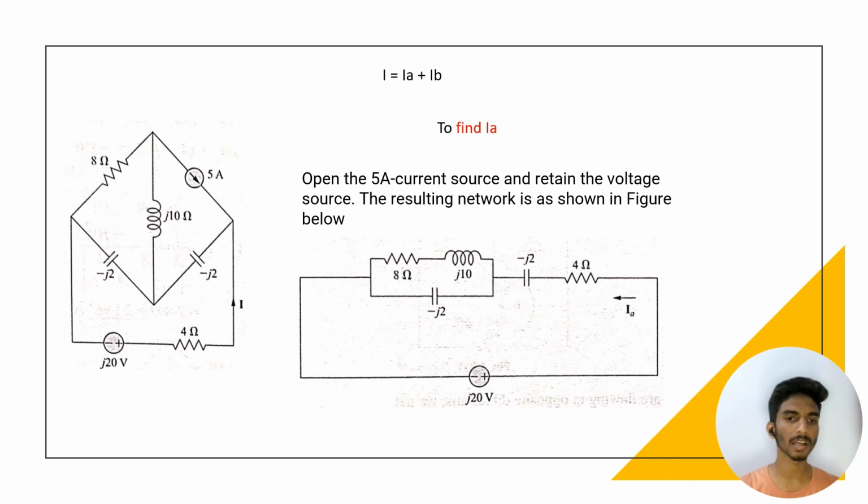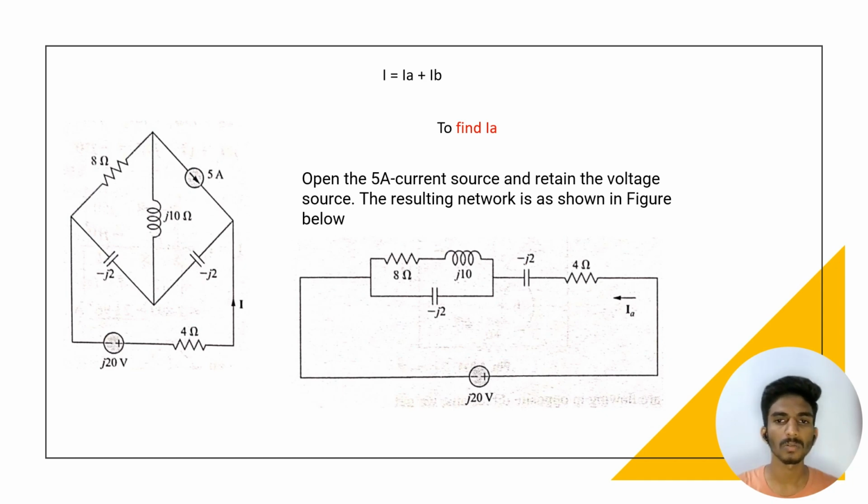The response across any branch is equal to the algebraic sum of the responses due to the individual sources. For that we can write the equation as I is equal to Ia plus Ib. For Ia, we will neglect the current source, and to find Ib we will neglect the voltage source. Now to find Ia, open the 5 ampere current source and retain the voltage source.